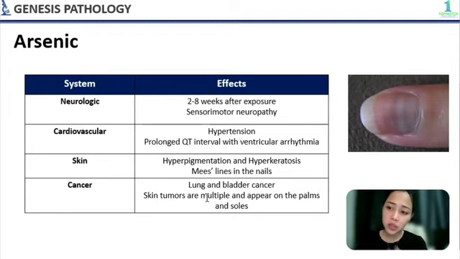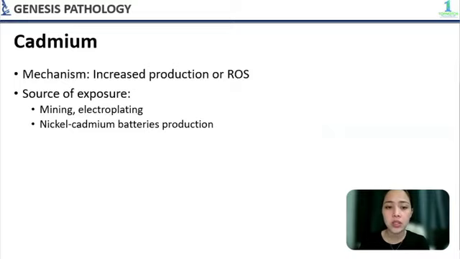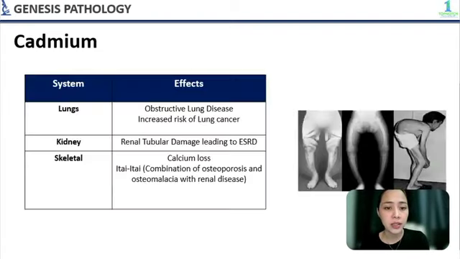Yung skin cancer dito is different from that which is sun-induced kasi this is multiple and nag-a-appear siya sa palms and soles. And last heavy metal is cadmium. This is preferentially toxic to the kidneys and to the lungs. So yung sources of exposure is from mining, electroplating, and production of nickel-cadmium batteries.